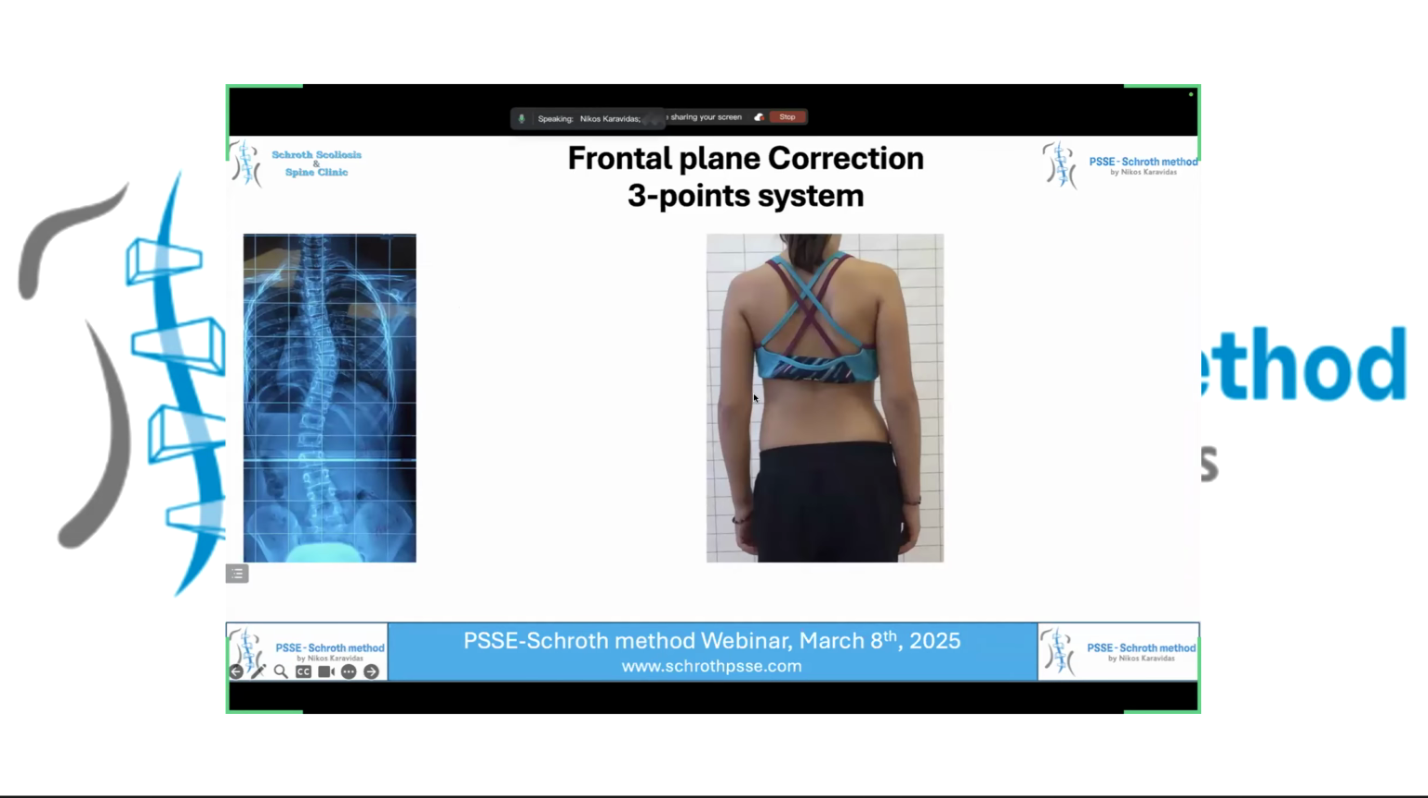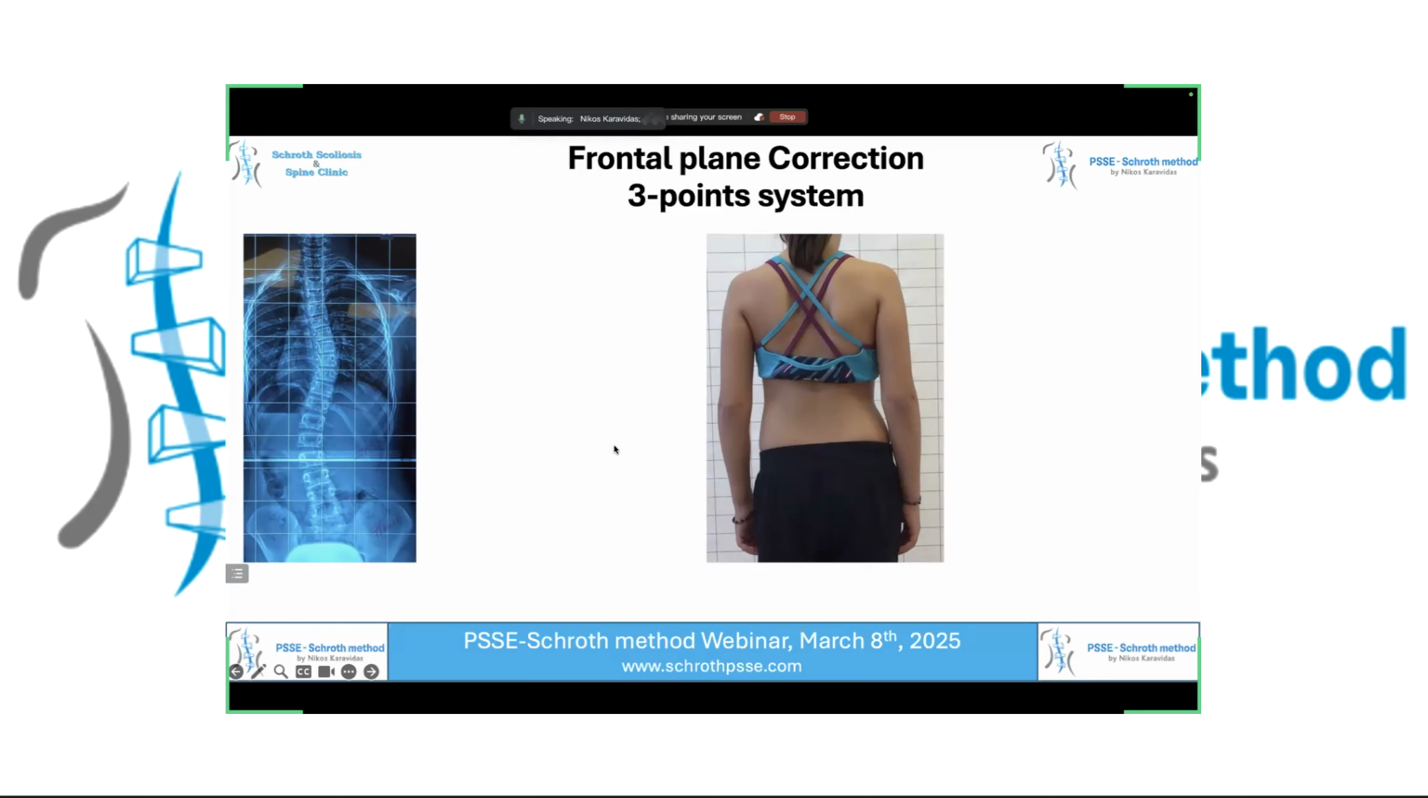For the frontal plane correction, here you see a patient with double scoliosis, right thoracic, left lumbar curve. You can probably see the asymmetries of the patient: the pelvis is shifted to the right and is higher on the right side. You can see that the right shoulder is higher than the left. You can probably see the differences between the trunk and the arms. This area is more collapsed because this is the concavity of the curve, and this is the convexity.